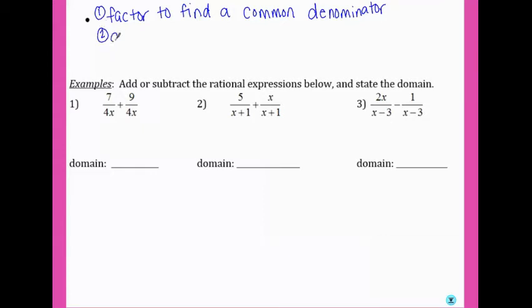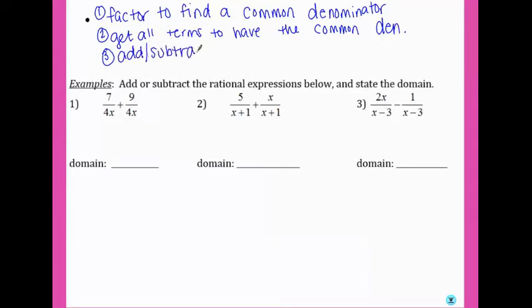Then get all terms to have the common denominator. Add or subtract the numerators. And finally simplify.